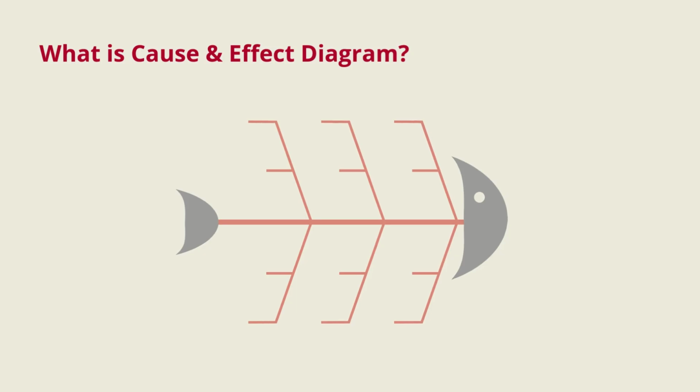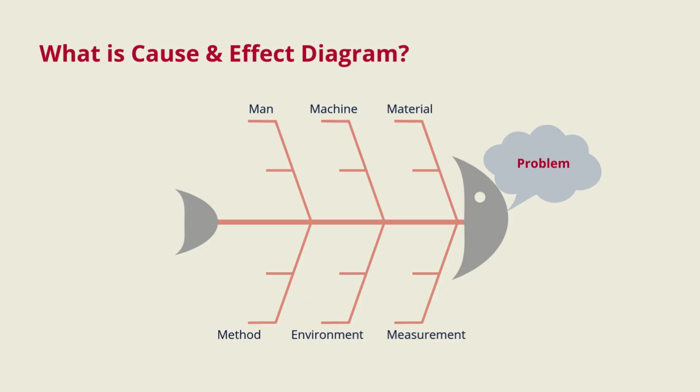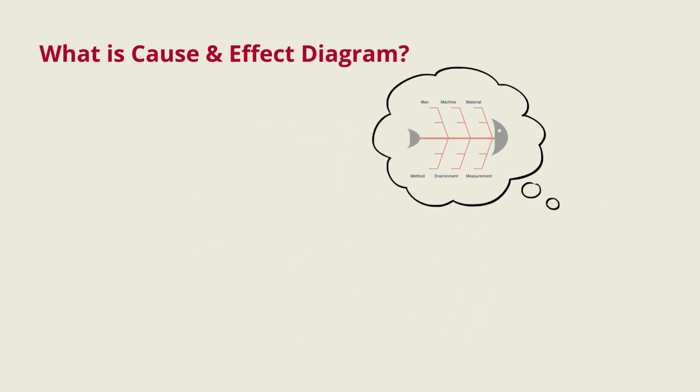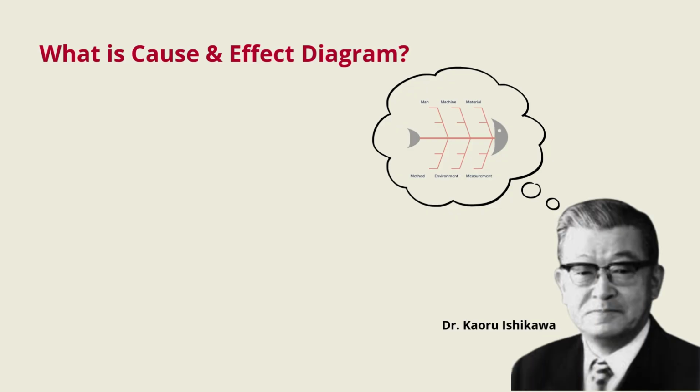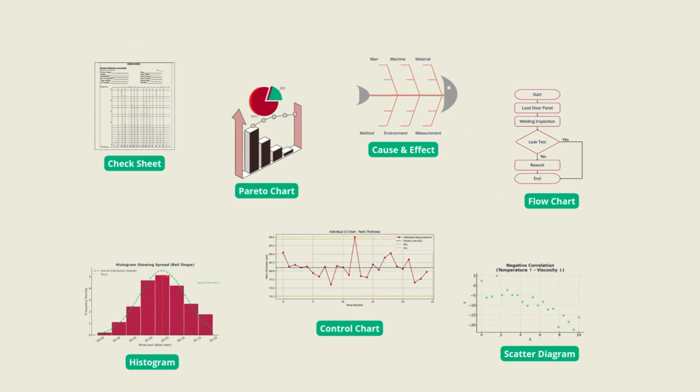Think of it like the skeleton of a fish. The head of the fish represents your problem, the effect you're facing on the shop floor. The bone branches from the spine show categories of possible causes. This tool was developed by Dr. Kaoru Ishikawa in the 1960s and is now one of the 7 QC tools used worldwide for quality improvement.